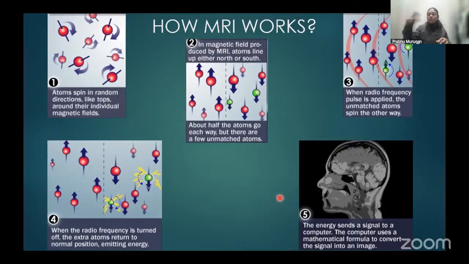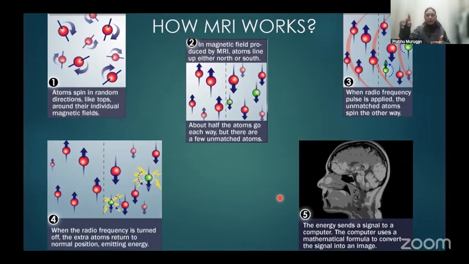So whenever the strong magnetic field is switched on, what will happen is these atoms, whichever is in motion, will try to align with that of the magnetic field. And once the power is switched off, they will return back to the normal position. So some atoms will return back, some others will stay in the same aligned position itself. So when they are trying to return back to the normal position, it will produce some kind of energy or a radio frequency.